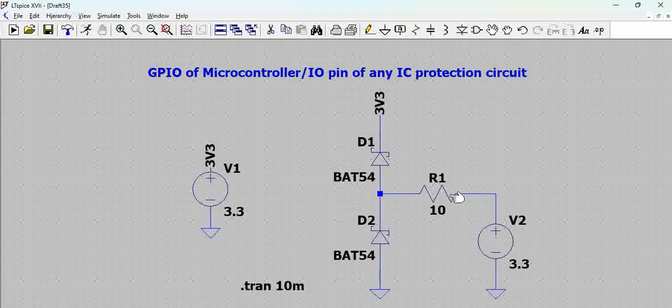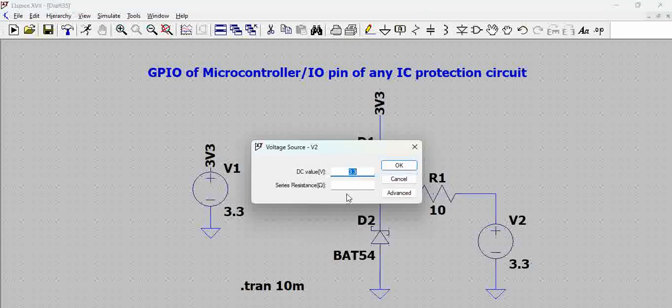So when there is 3.3 volts here, you have 3.3 on the cathode side of this Schottky diode, and you have 3.3 here. That means this particular diode is in off condition. Now when you have 3.3 volts here, the Schottky has 3.3 and ground is 0. That means this particular diode is also off. So under normal working condition, you have these diodes in off condition.